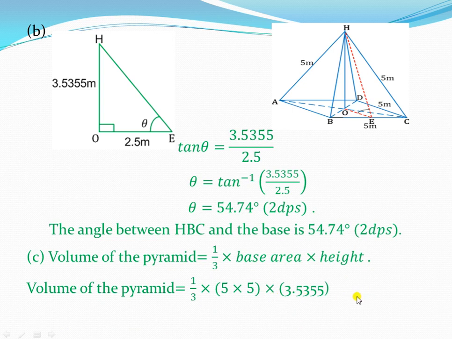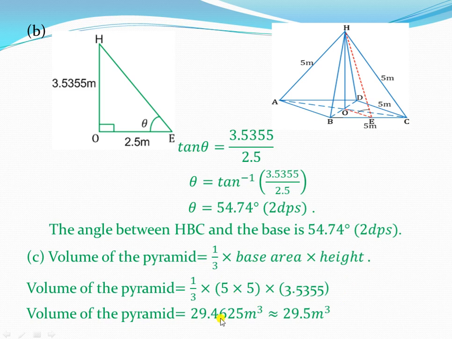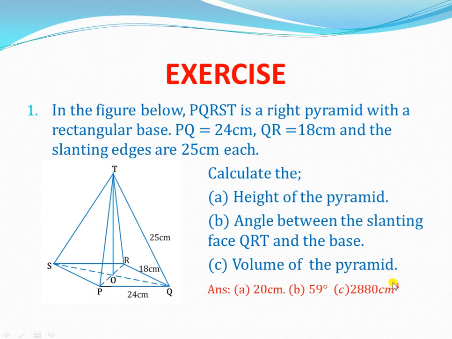Then you press your calculator correctly, and you will be able to come up with 29.4625 cubic meters. But remember, the instruction was to 1 decimal place. So you simply round it off to 1 decimal place, giving us approximately 29.5 cubic meters. With this comprehensive example, which adds on to the first one that we had in the first tutorial, we shall now say you can try out an exercise that will come right in the next page.